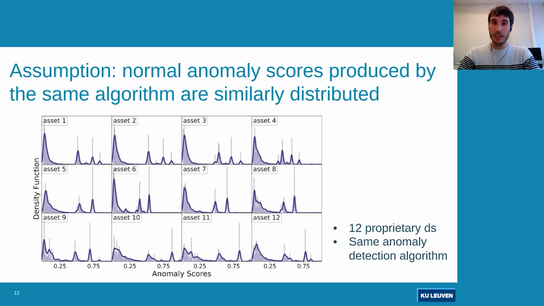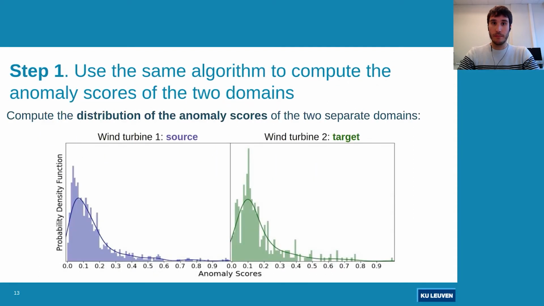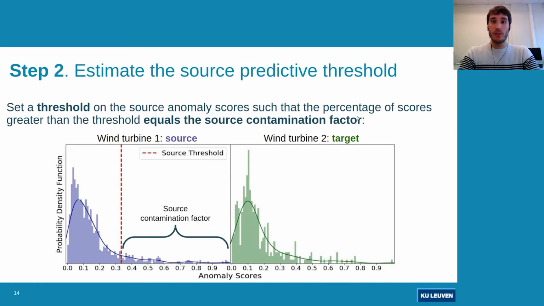But let's now immediately pass to TRADE's 4 steps. In the first step, it uses the given anomaly detection algorithm to assign the anomaly scores to each domain separately. In this way, we obtain 2 distributions of anomaly scores. Second, TRADE uses the known source contamination factor to set the source threshold by forcing the proportion of scores above it to match with the source contamination. By doing this, the detector would make the exact amount of predictions for each class.